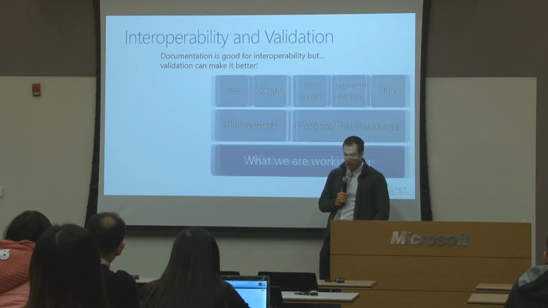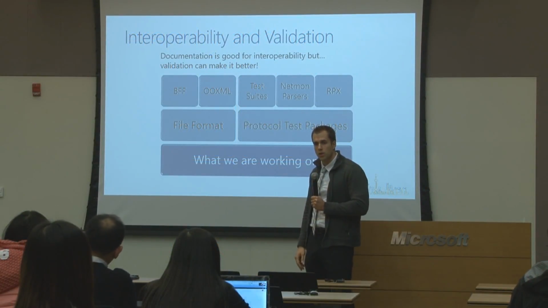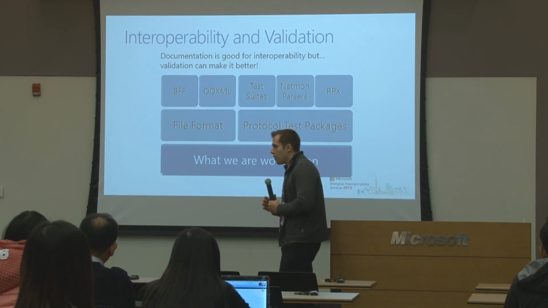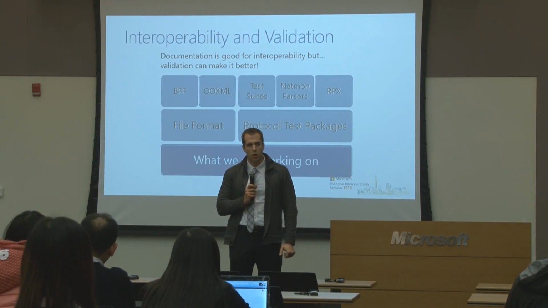Here's a quick overview of what we're working on in terms of validation. We believe that documentation is good, but really the test tools are what make the interoperability experience better. For protocols, we're building test suites. Test suites are synthetic clients that we can use to connect to either a Microsoft server or a third-party server to validate the traffic going over the wire. We have parsers, which give visibility into the traffic for all the products that we currently support. And for file formats, we've built validation tools for the binary file formats and OOXML.